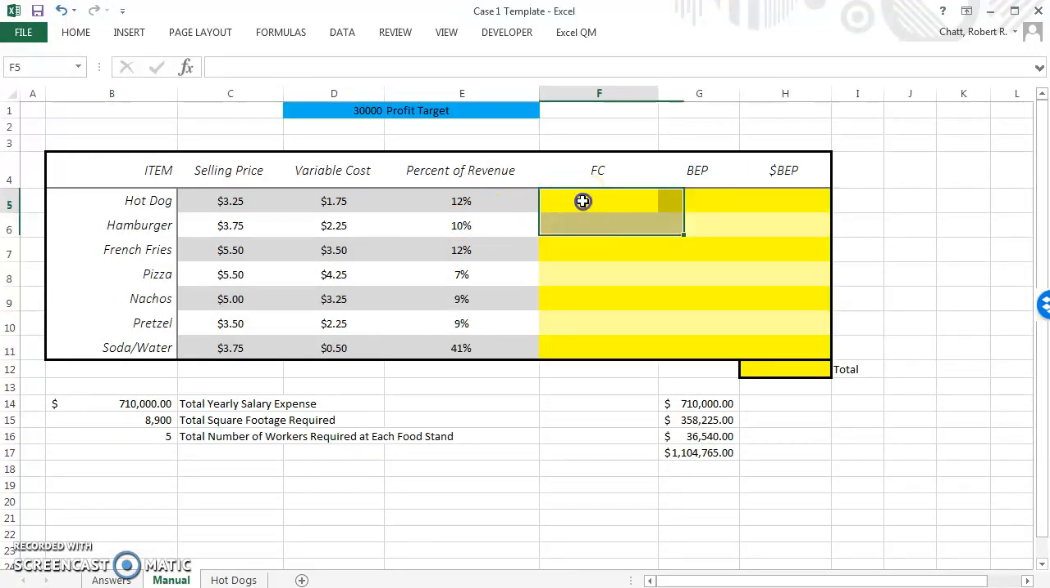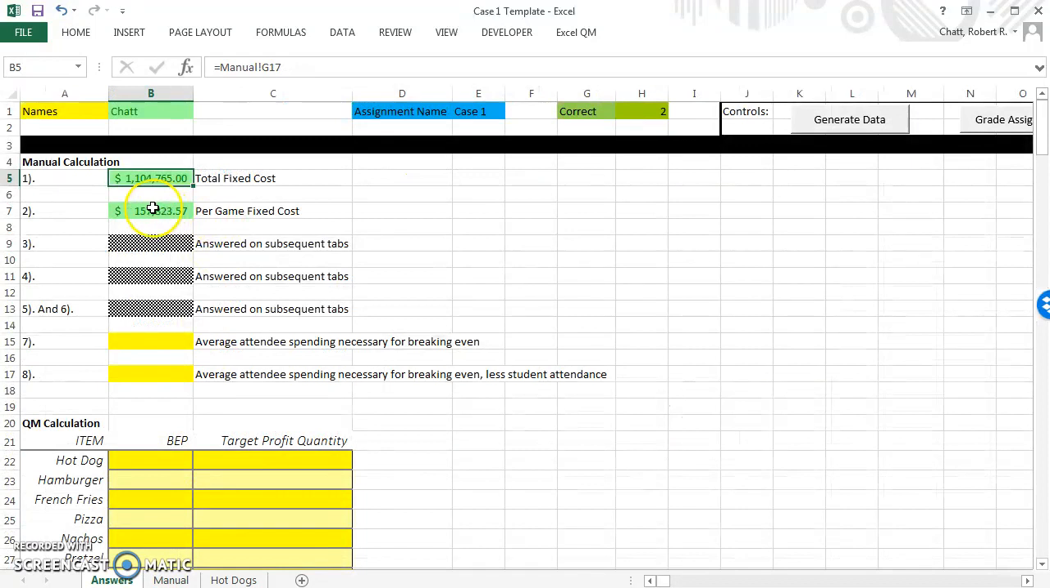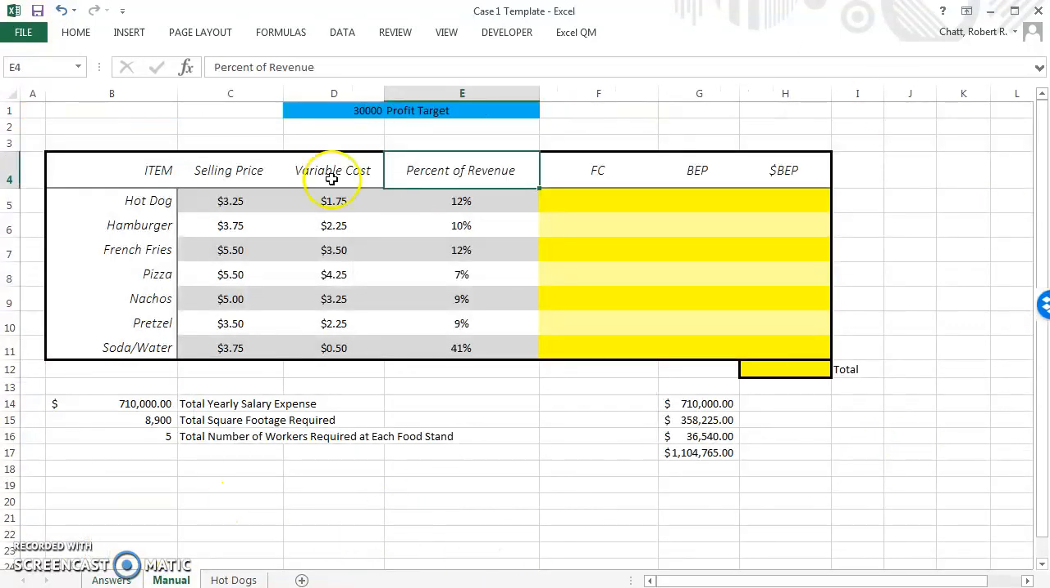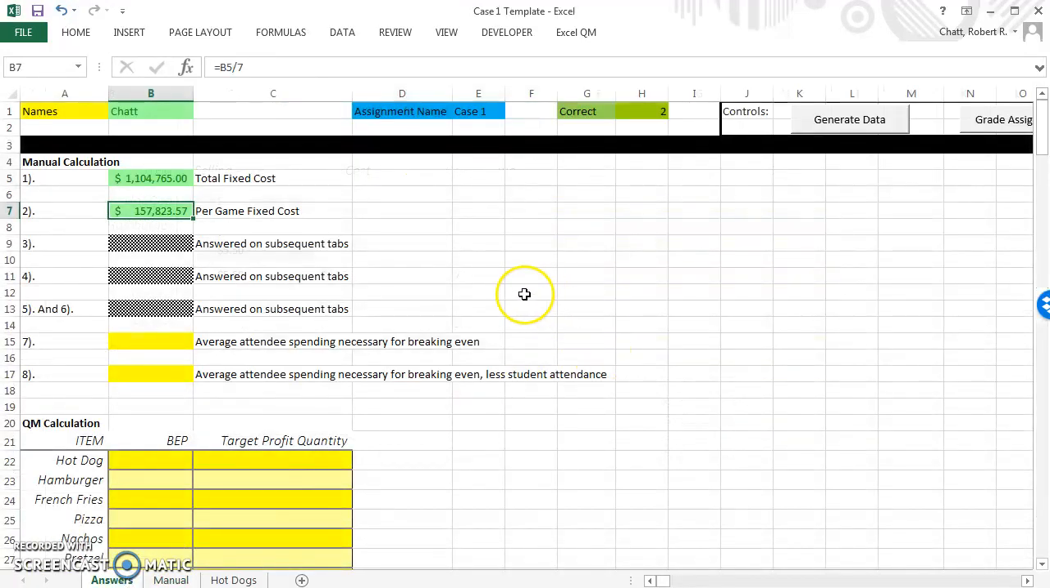If you link this calculation to the values that you need, so I said it's based on the percent of revenue and the per game fixed cost, if you link these things appropriately together, right, instead of taking this number and multiplying it manually in a calculator by the thing that you need to multiply by and inputting the result here, you can let Excel do the calculations for you, and that's what's going to give you the right response based on the grading algorithm. Okay, so that's what you want to do.